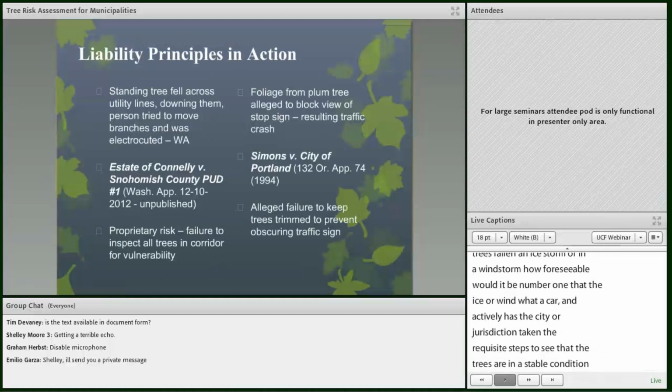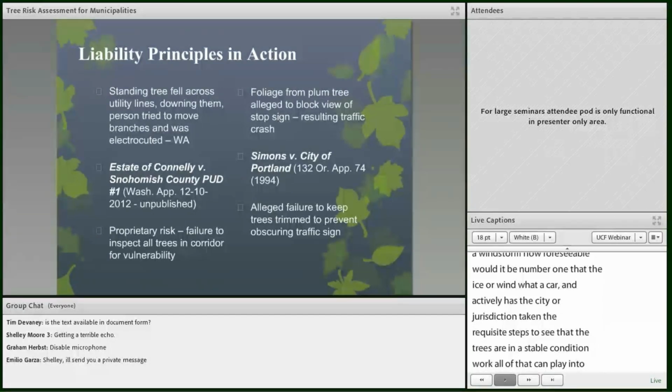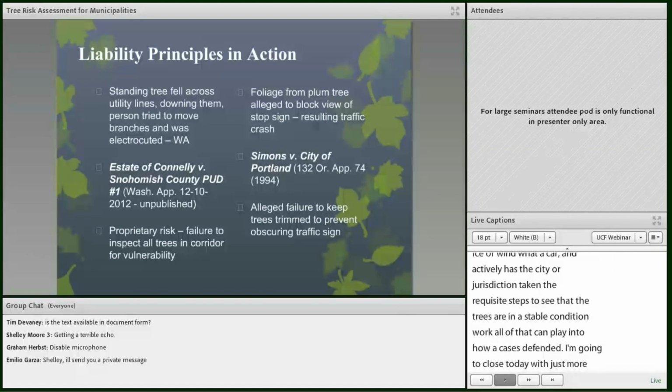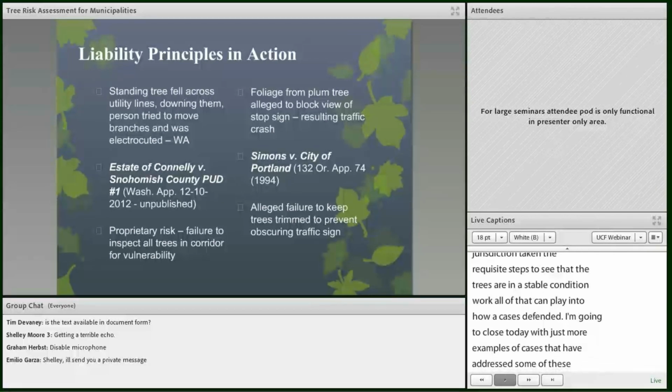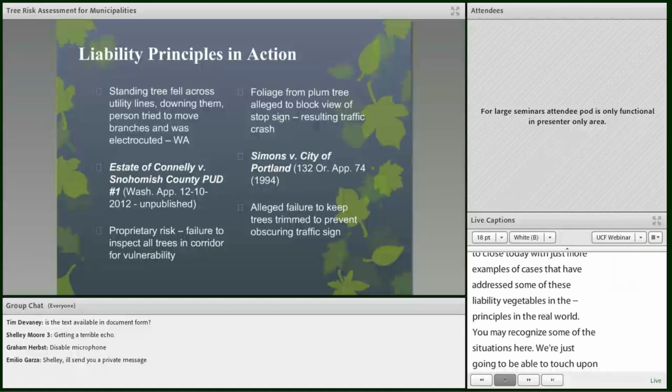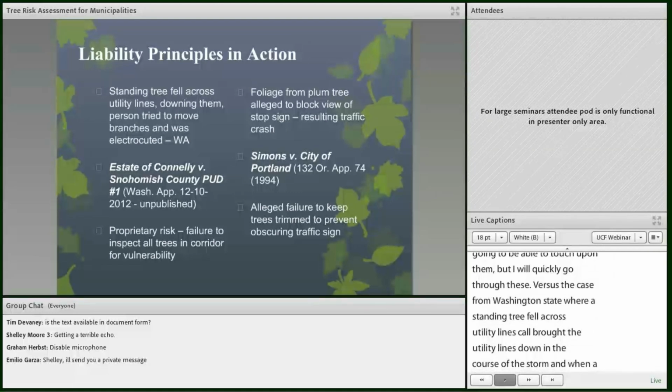I'm going to close today with just four examples of cases that have addressed some of these liability principles in the real world. You may recognize some of the factual situations here, and we're just going to be able to touch upon them, but I'll quickly go through these. First is a case from Washington State where a standing tree fell across utility lines, brought the utility lines down in the course of a storm, and when a person attempted to move branches, that person was electrocuted.